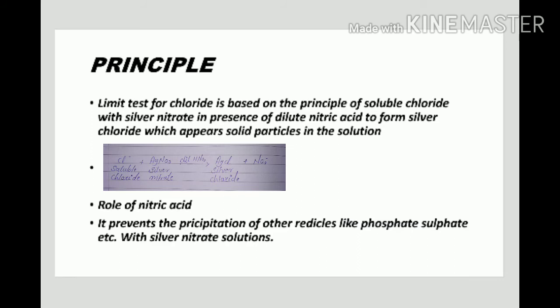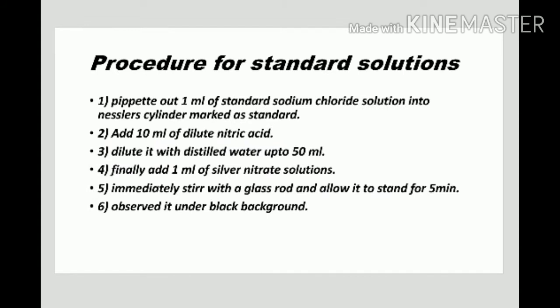Now what is the role of nitric acid? It prevents the precipitation of other radicals like phosphate, sulfate, etc. with silver nitrate solution. Now coming to the procedure of limit test for chloride.